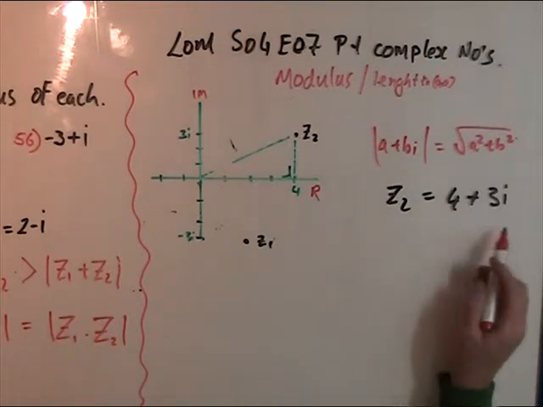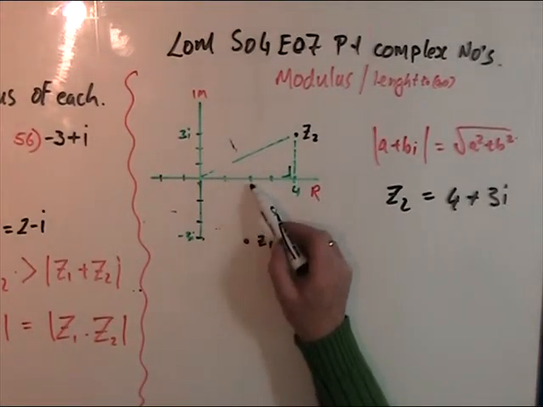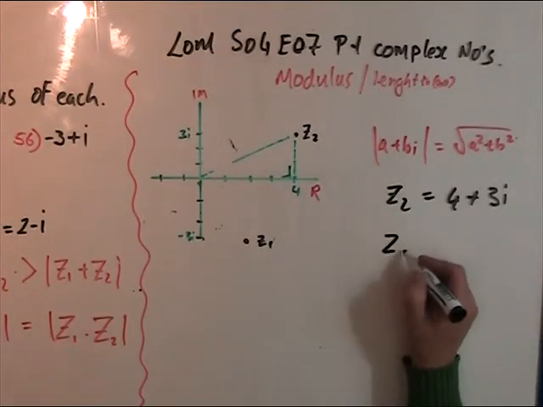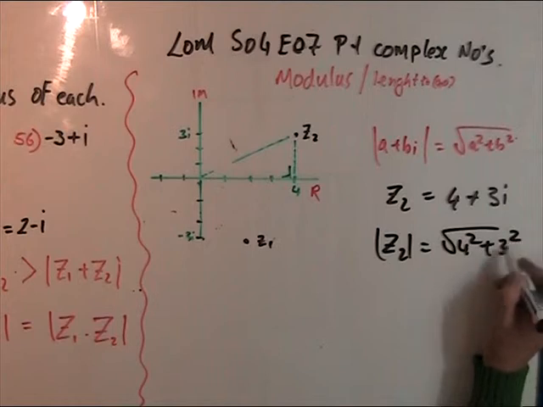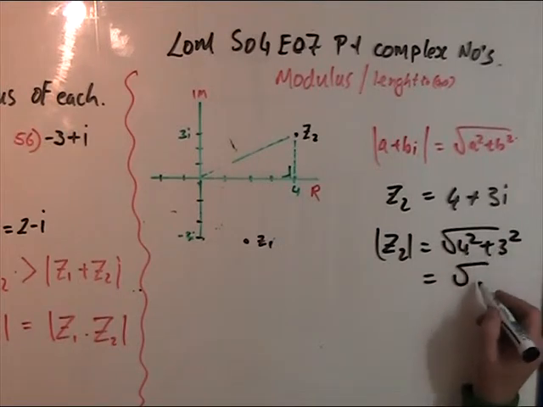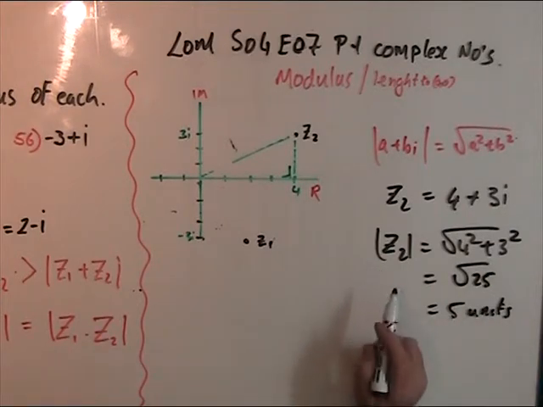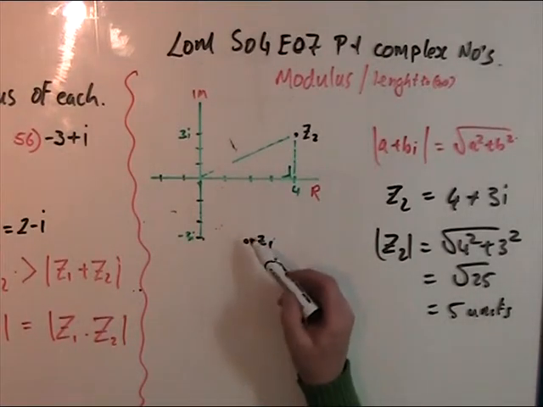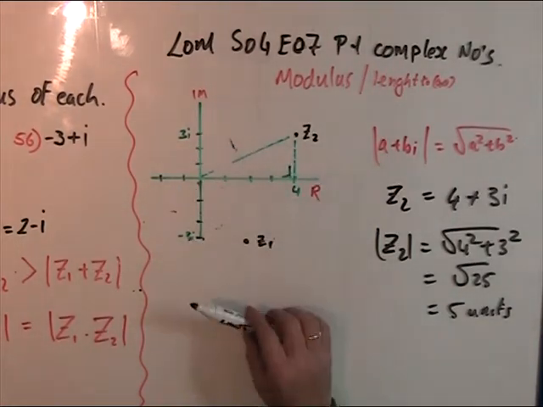So Z2 is equal to this. If I read along the line, I can find out what Z2 is: 1, 2, 3, 4, and if I go up 1, 2, 3, that's 4 plus 3i. Now the length of Z2 is equal to the square root of 4 squared plus 3 squared, which is the square root of 16 plus 9, which is 25. So the length of Z2 is 5 units. Now we can get the length of any line in any part of this coordinate plane, on the imaginary and the real axis.